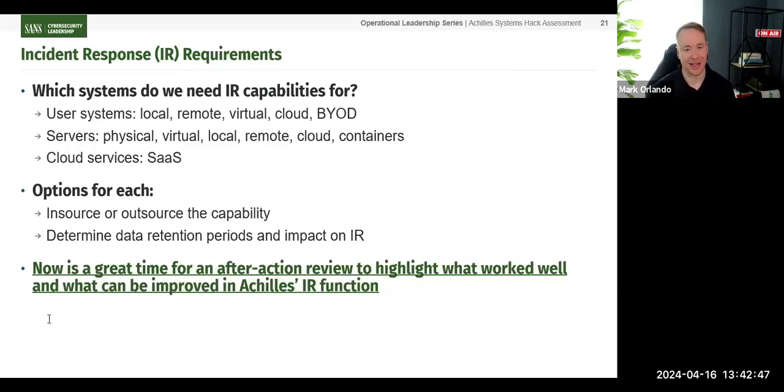So fortunately for us, again, fortunately, unfortunately, now's a great time for an after action review if one hasn't already been conducted. So we can get in the room with the investigators, responders, system owners, and other stakeholders, talk about what went well, what gaps we have in our incident response process, what can be improved in our IR functions moving forward, right? Hopefully we won't have to rely on emergency engagement of probably very expensive incident response experts to come in, unless that's a deliberate part of our strategy.